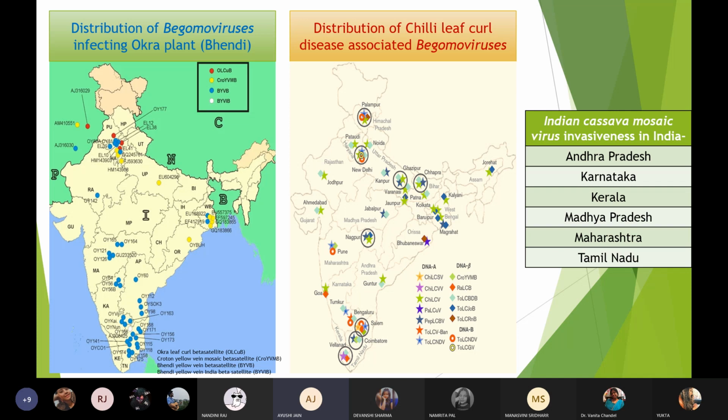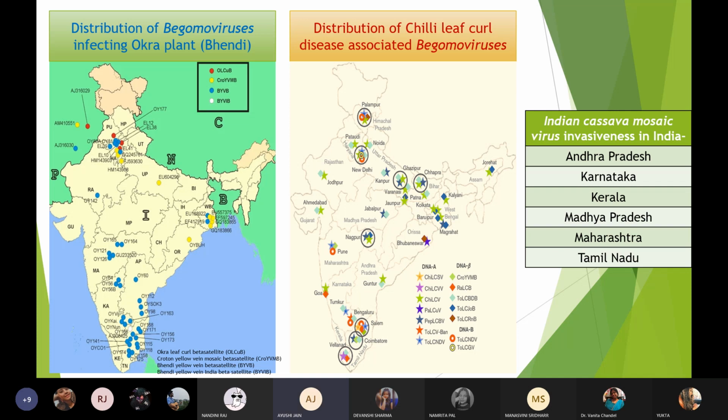The map in the center represents the distribution and diversity of Begomoviruses causing chili leaf curl disease across different states of India. Chili leaf curl disease causes severe crop loss in the tropical and subtropical regions of the Indian subcontinent and has emerged as a major factor limiting chili cultivation.